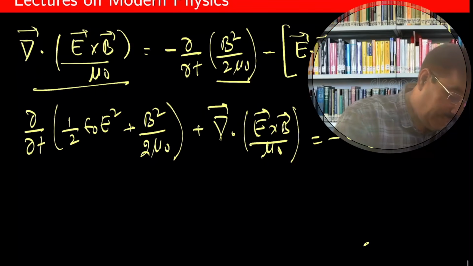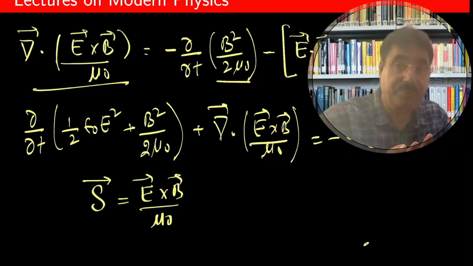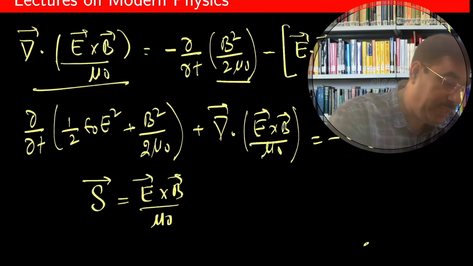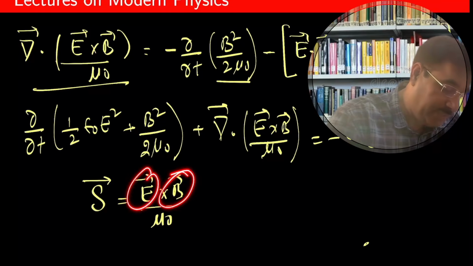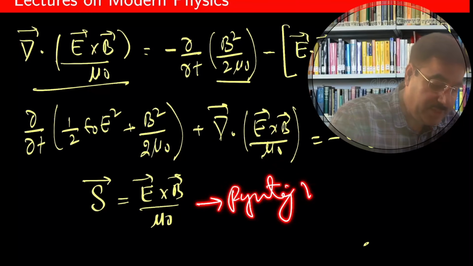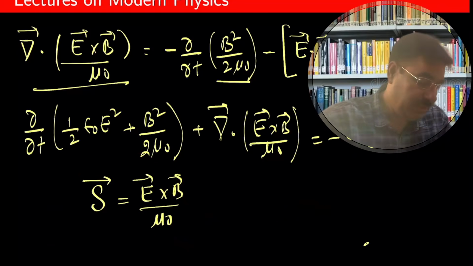And we propose S to be called the Poynting vector, that is equal to E cross B divided by mu naught, because it points in the direction of the propagation of the electromagnetic field. And it is perpendicular to both E and B. And we call it the Poynting vector. So this S we introduce as the Poynting vector, E cross B by mu naught.